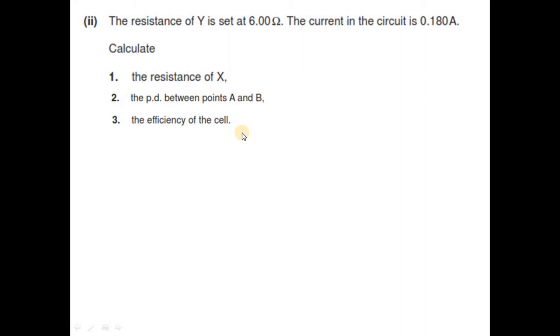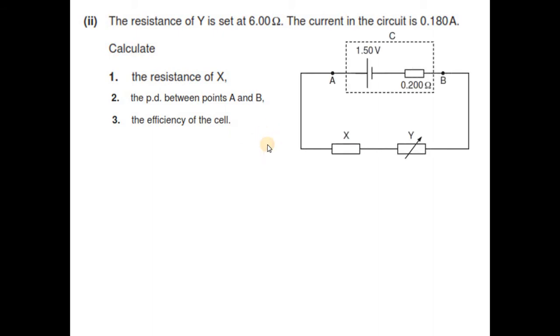The resistance of Y is set to 6 ohm. The current in the circuit is 0.18 ampere. Calculate the resistance of X, the potential difference between point A and B, and the efficiency of the cell. We need to see the circuit diagram. This is a circuit given in a previous question. Clearly, you can see that if you need to find the resistance X.